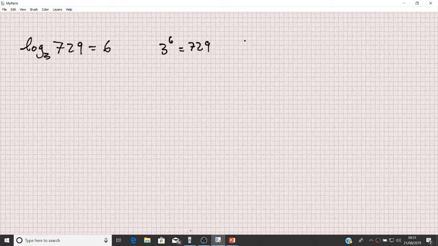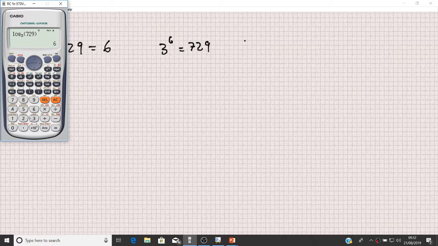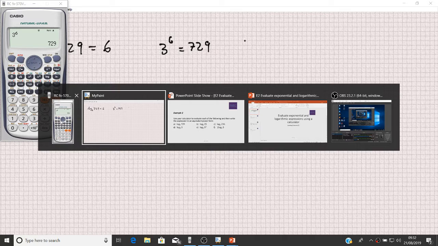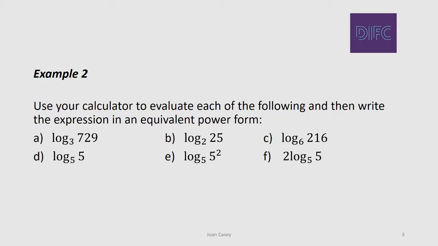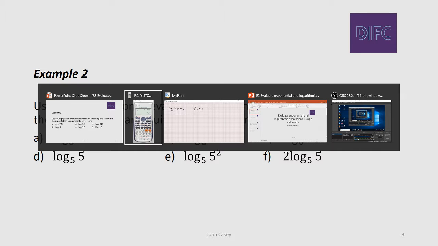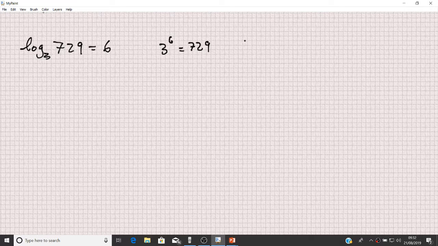And you can verify that. Let's just quickly verify that. So 3 raised to the power of 6, 729. Great. So the next example that we needed to look at was B, log base 2 of 25.